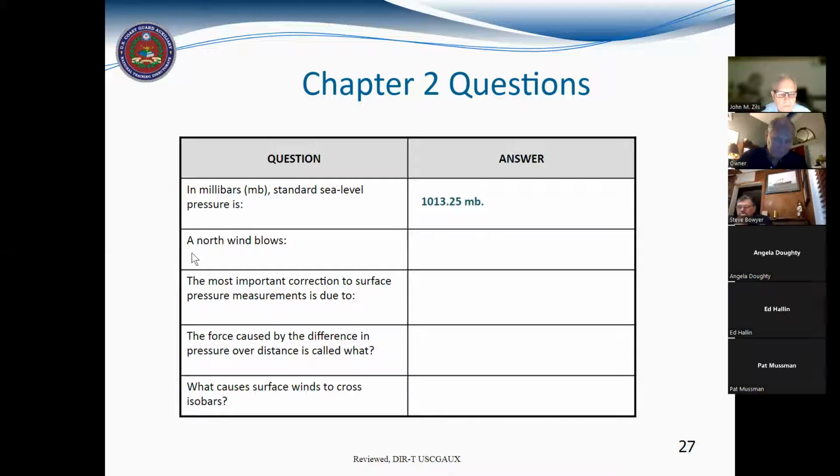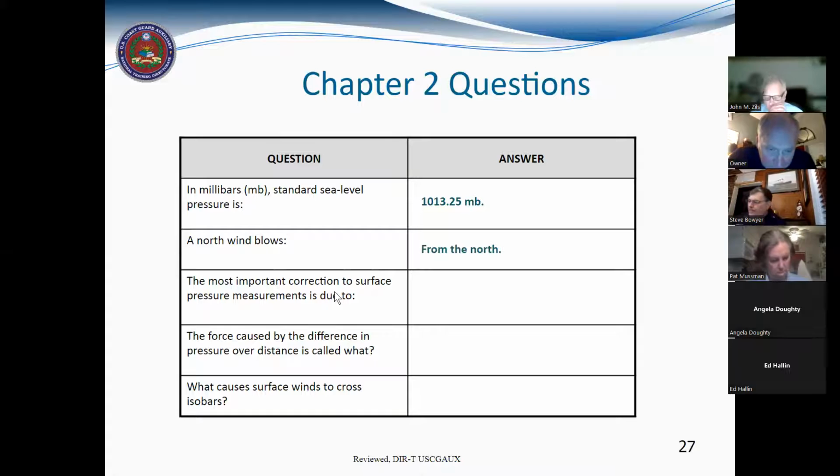John Zills, a north wind blows? Yeah, unmute yourself, John. The north wind blows from the north. Excellent. Steve Boyer, the most important correction to surface pressure measurement is due to, unmute yourself. Altitude above sea level. Excellent. Elevation. Altitude above sea level.